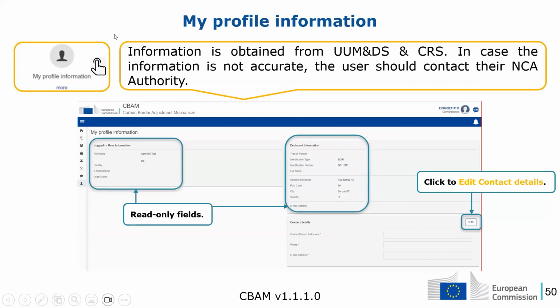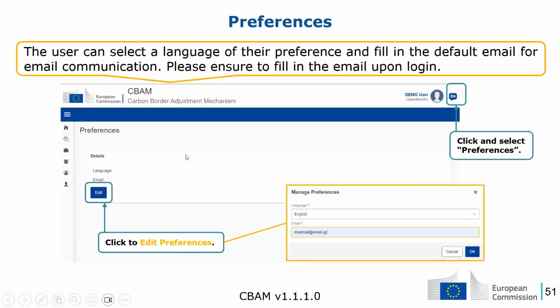There is also my profile information available for you. Here you can see these are read-only fields. You can see the logged in user information and the declarant information on the right-hand side. You can edit the contact details here to enter your phone and email address. You can also see your preferences by clicking here. You can manage your preferences. You can select your language and also specify your email address.